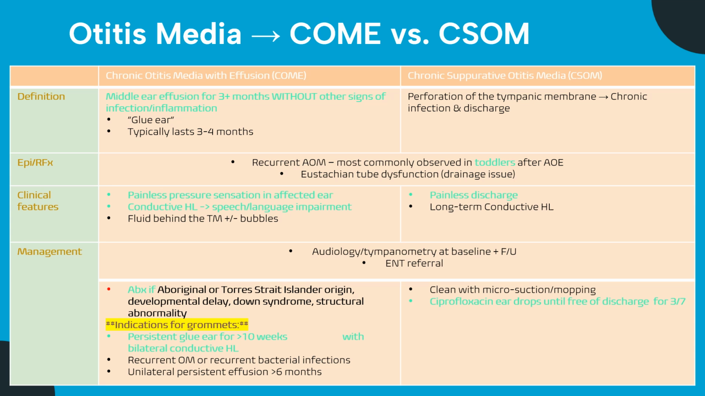In terms of risk factors, recurrent otitis media is a big risk factor for it, and it's most commonly observed in toddlers. Also, if you have eustachian tube dysfunction, so you're struggling to drain the fluid out of the ear, then you can have that fluid build up, which puts you at a higher risk of that effusion.